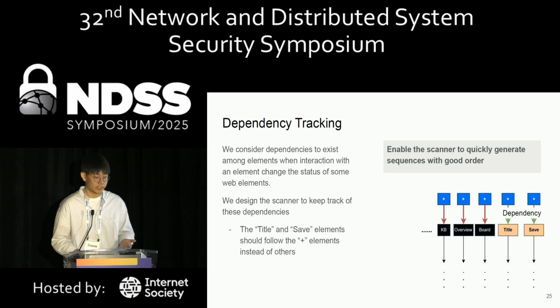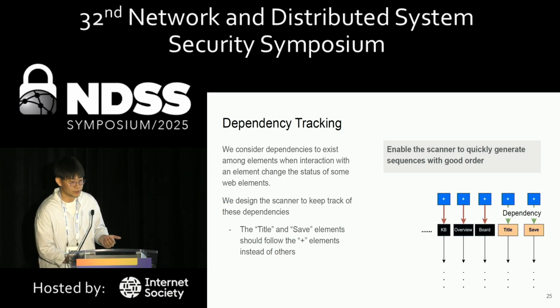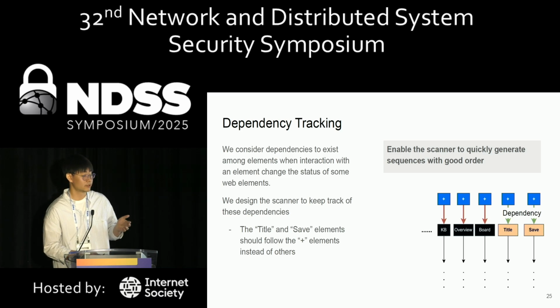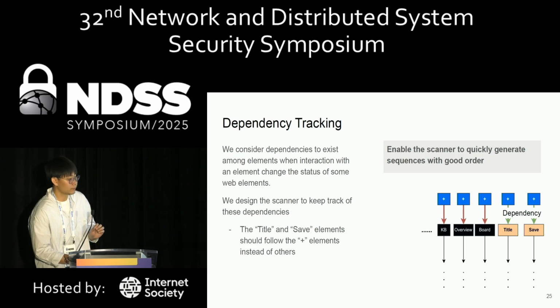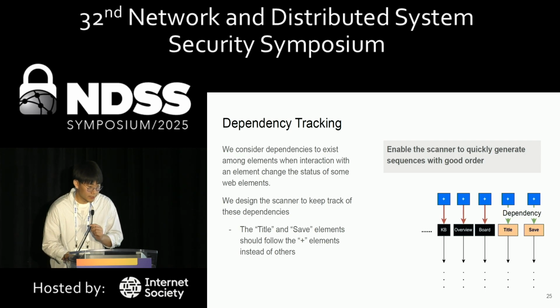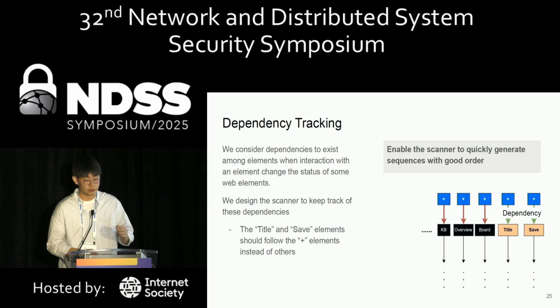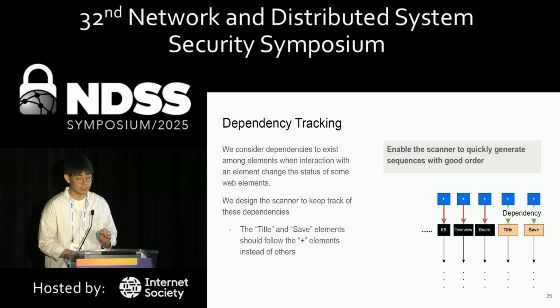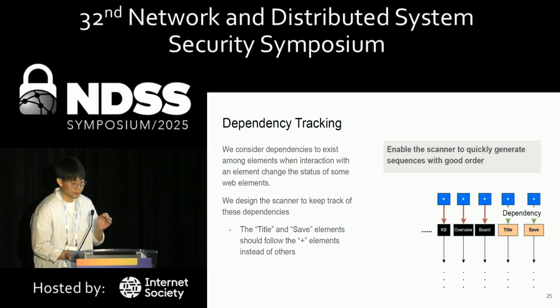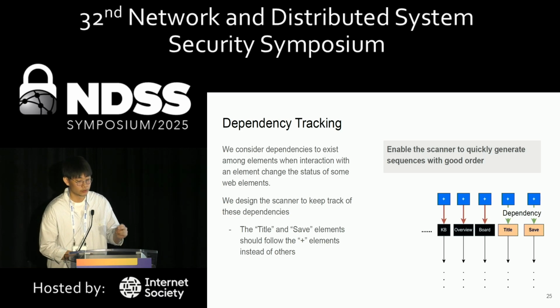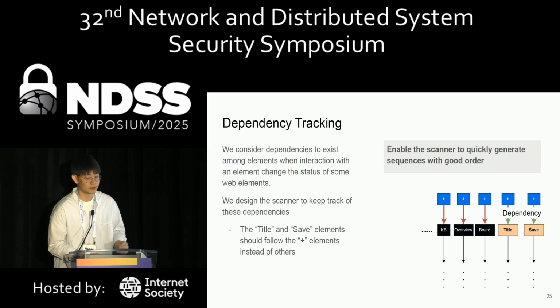Now we have an evolutionary search that can help us generate good sequences from good sequences. But we also need a way to let the crawler generate sequences with good order from scratch. So that's why we want to introduce you to dependency tracking. We consider dependencies to exist among elements when interacting with an element changes the status of some other elements. If you still remember, if you click on the plus sign, there will be a pop-up window, and the title and save elements are part of it. So the title and save elements are dependent on the plus sign, which means in the sequence of interactions, the title and save elements should follow the plus sign element instead of others.